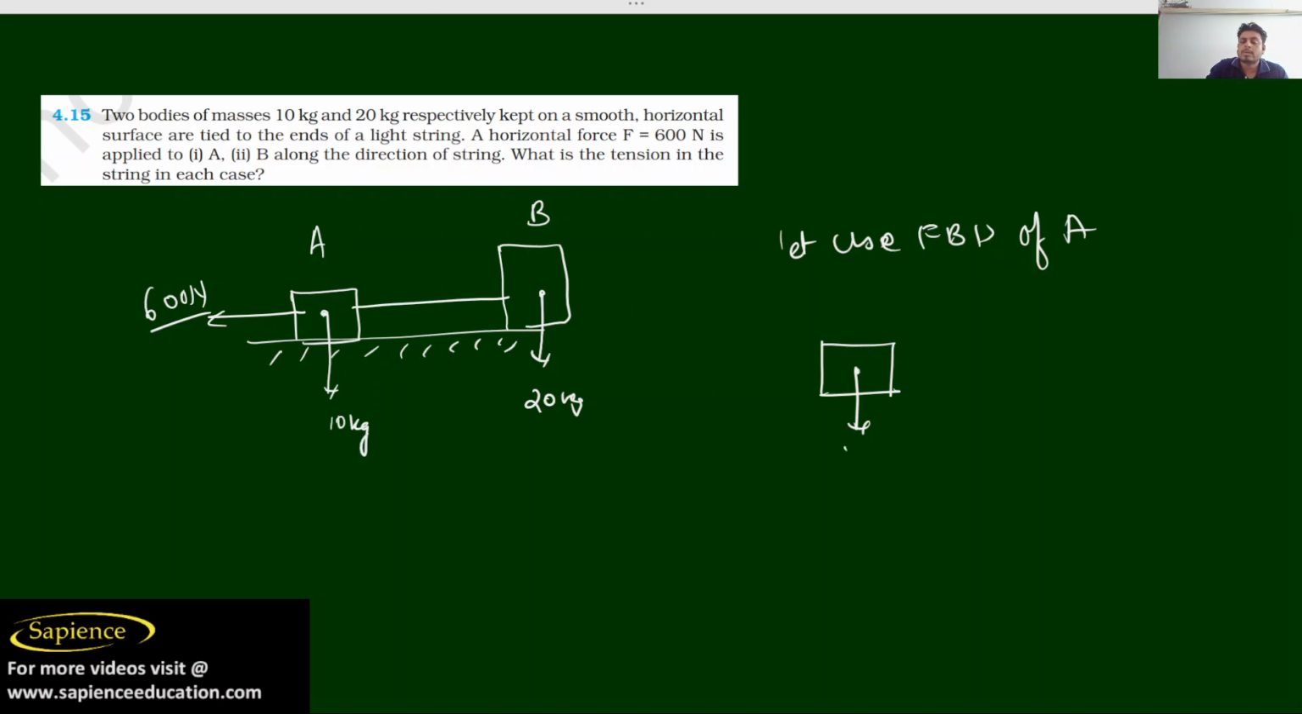Since it is a smooth horizontal surface, the weight of 100 Newton acts downward, and there is a reaction force. Both are equal and opposite, so they will cancel each other out. Now a 600 Newton force is being applied in this direction, and in this direction there is tension. Are there any other forces? Definitely, if I am pulling this object, there will be acceleration in this direction, so what will the acceleration be?